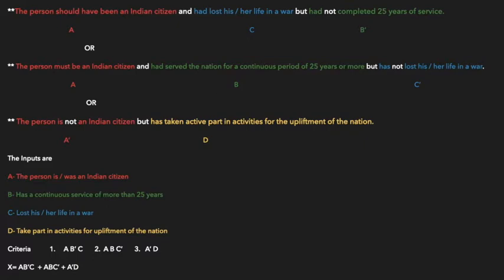So finally what we have drawn from this is the criteria: one is A B not C. Now the second criteria is A B C not, and the third criteria is A not D. Alright. Now finally look at this, we have a big OR condition over here. First criteria or second criteria or third criteria means we will have to put an OR sign, that is the plus sign, in between each of them. So our final expression is A B not C plus A B C not plus A not D. So I hope that you must have understood.